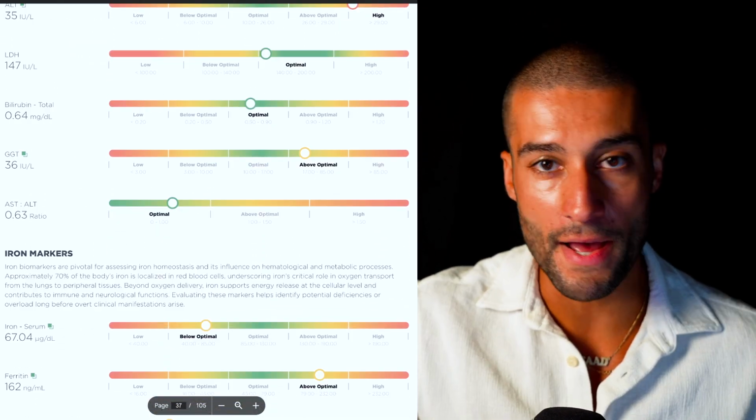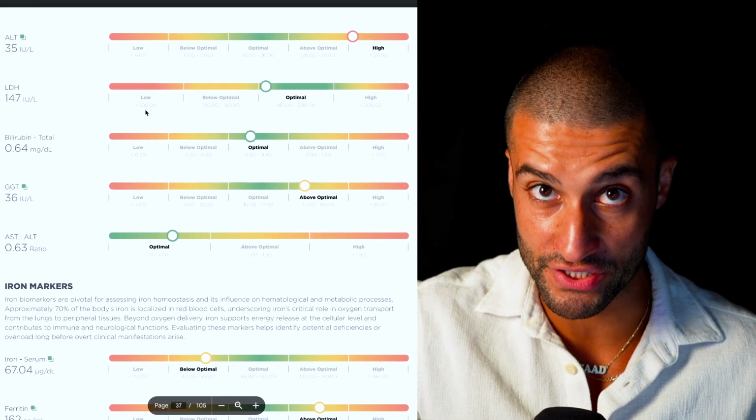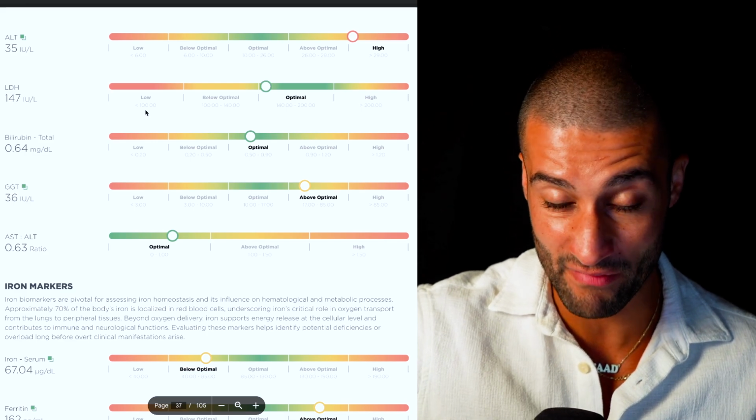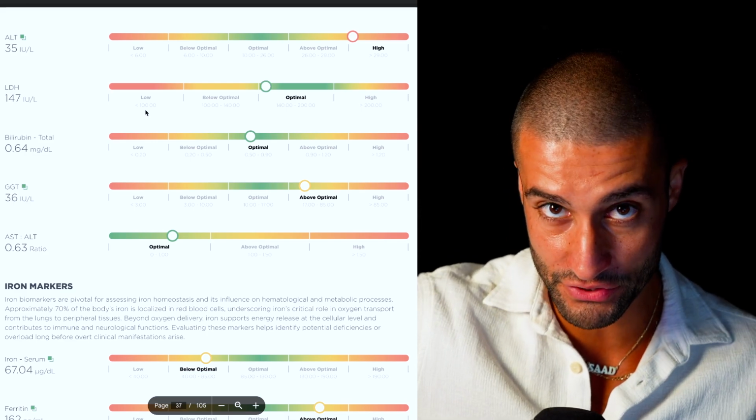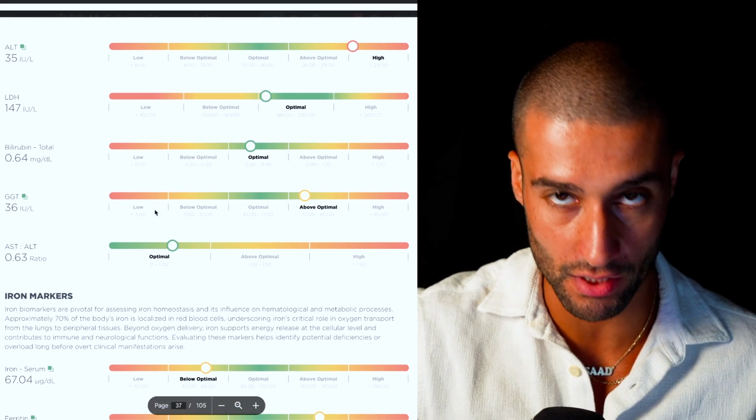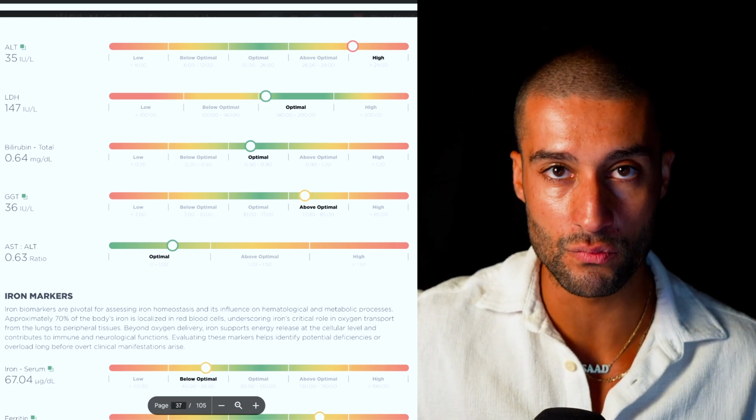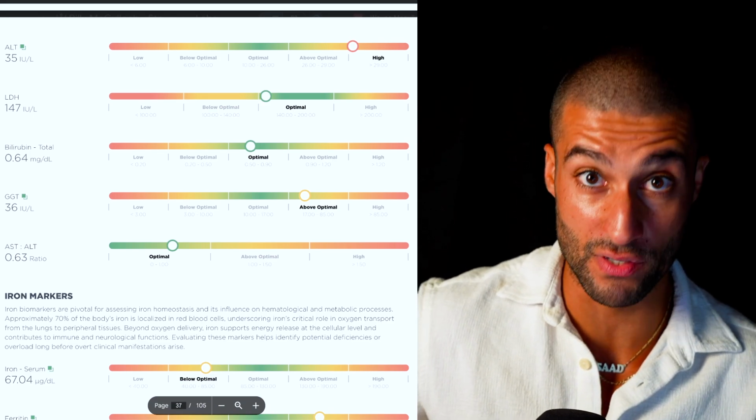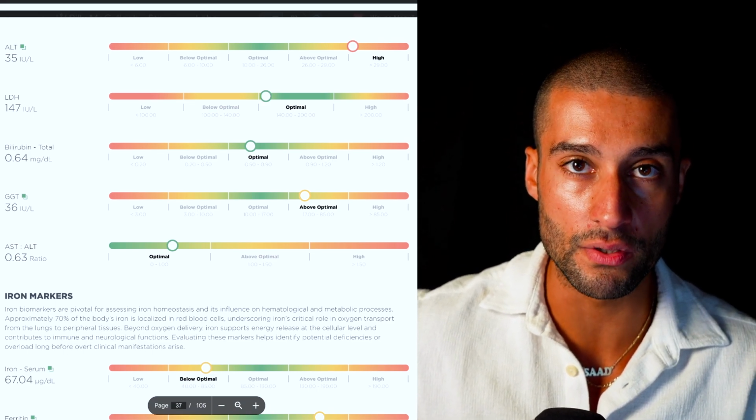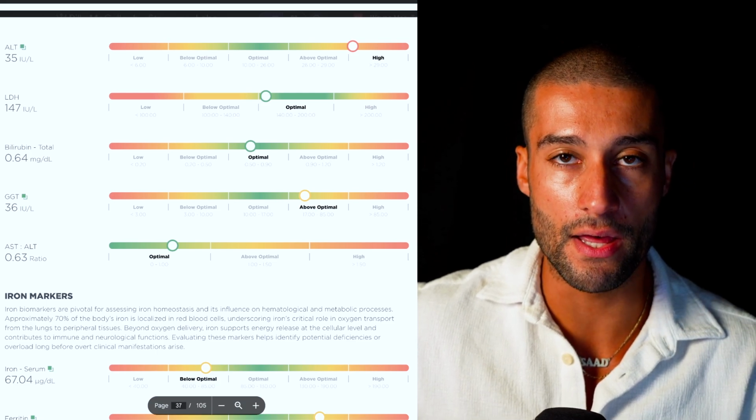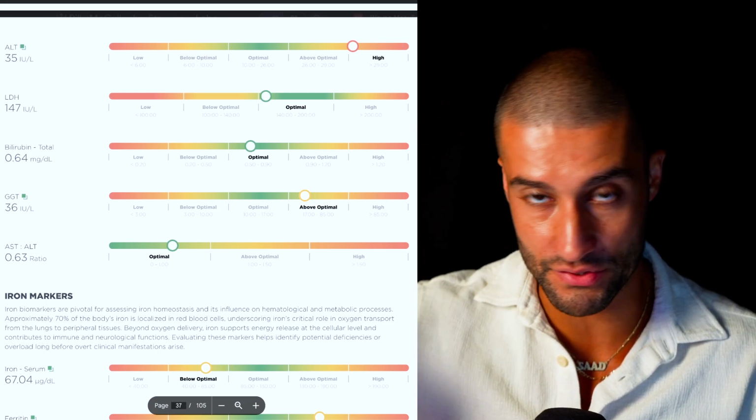And then the last one I want to show you is GGT. While it's above optimal and not out of range too much, it's actually quite ignored by a lot of practitioners. GGT is really important. It plays a role in detoxification from the environment and from things you consume.